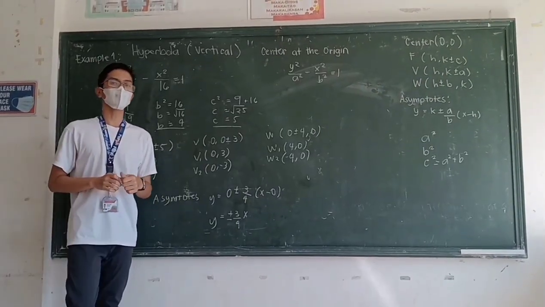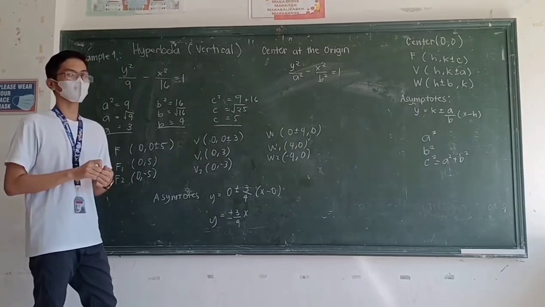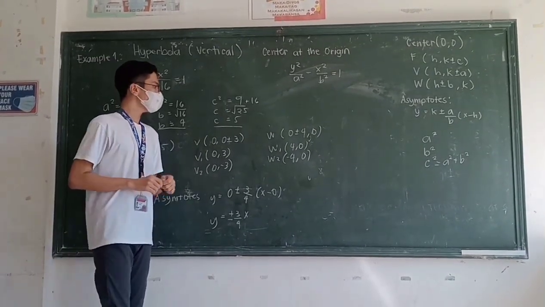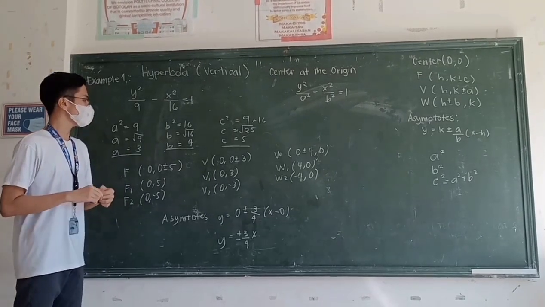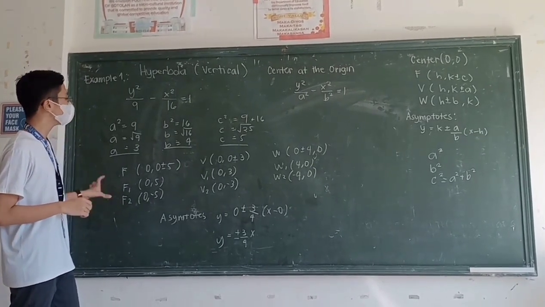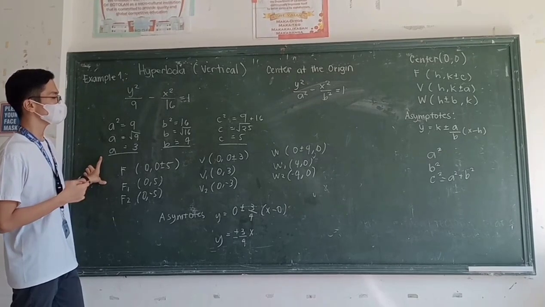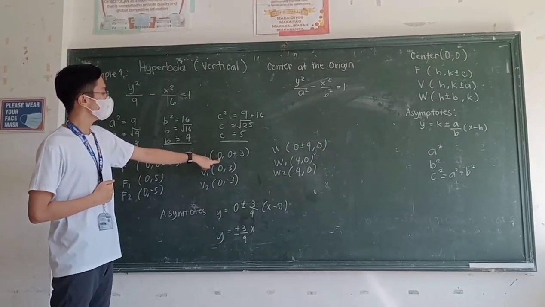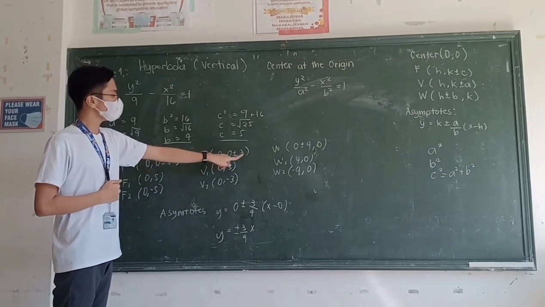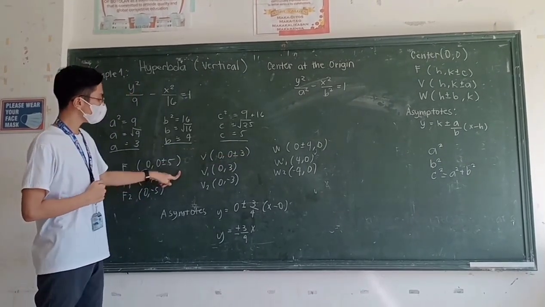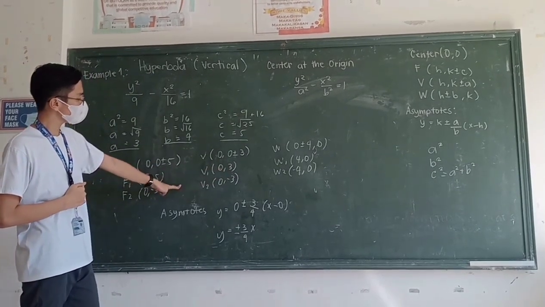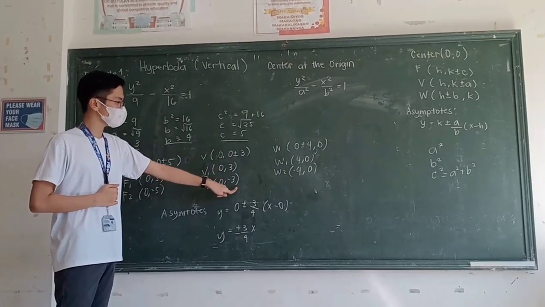Since the equation of the hyperbola is centered at the origin, the coordinates of our center is (0, 0). To find the coordinates of vertices, we should substitute the value of a, plus and minus 3. Then, vertex 1 is equal to (0, 3), and vertex 2 is equal to (0, -3).